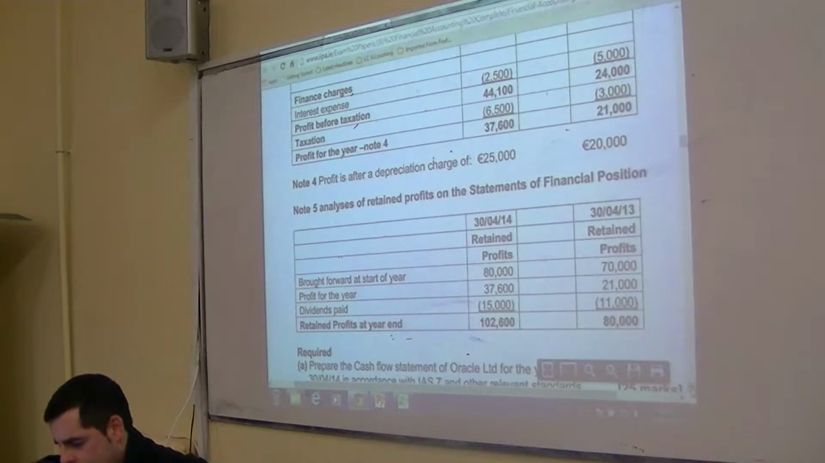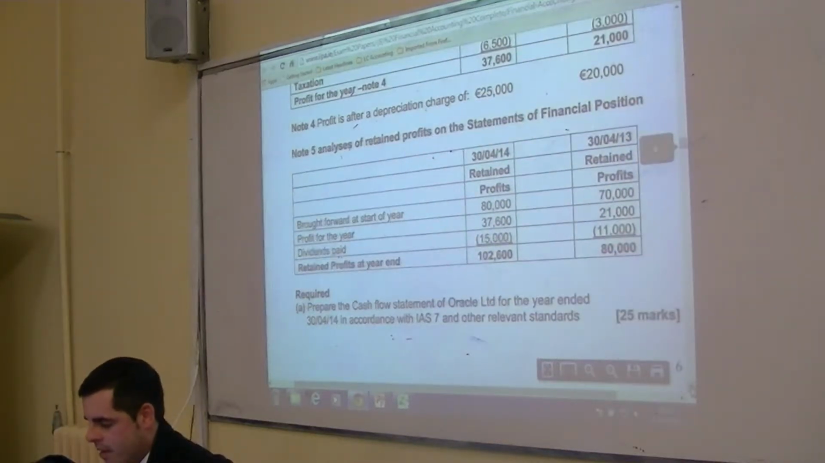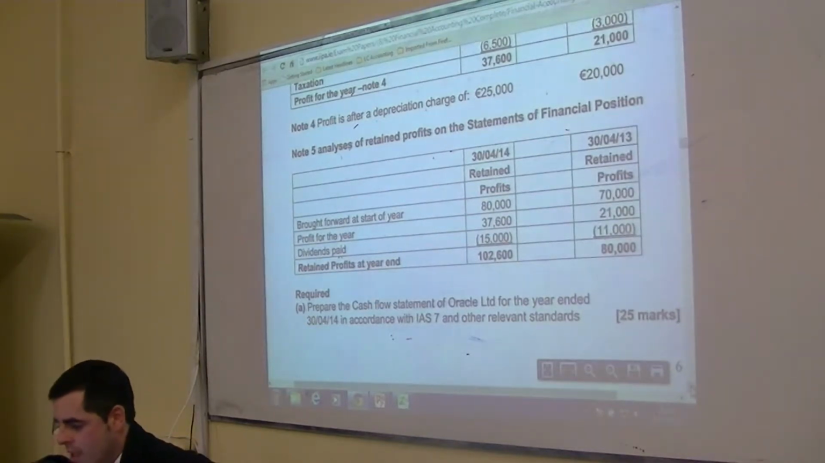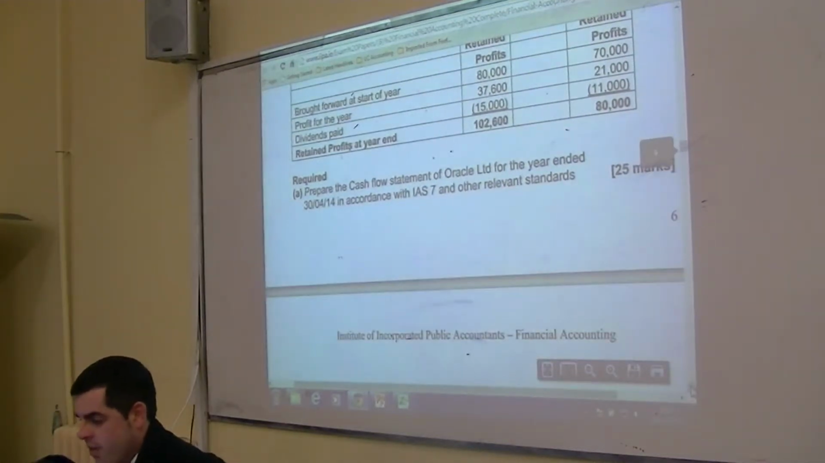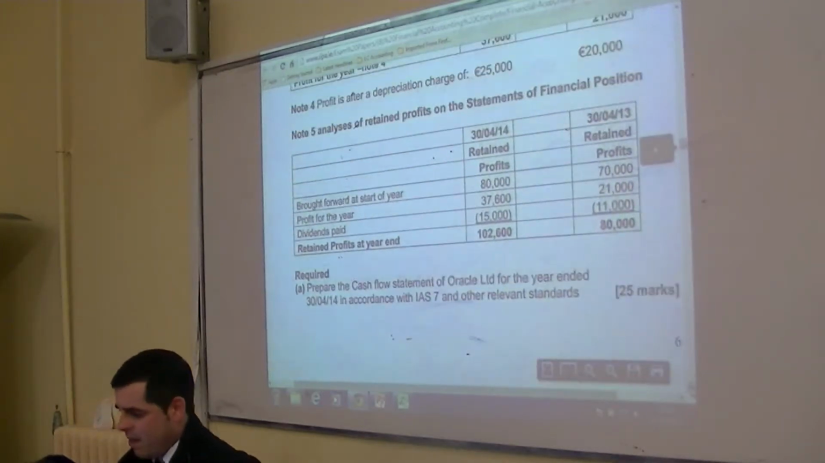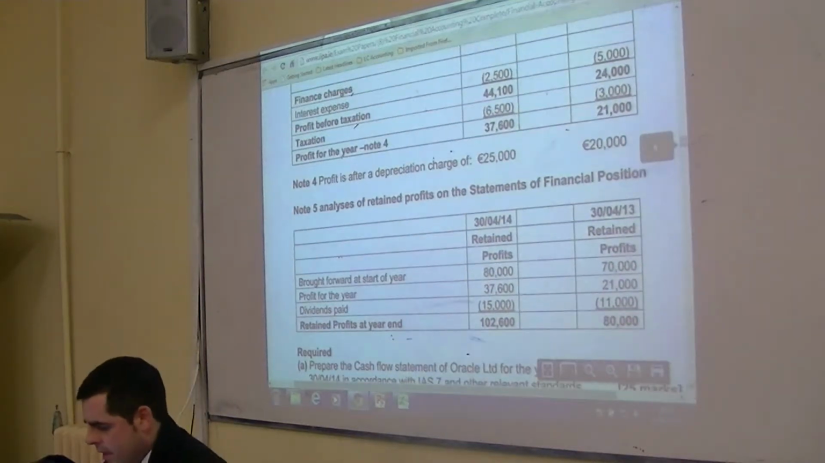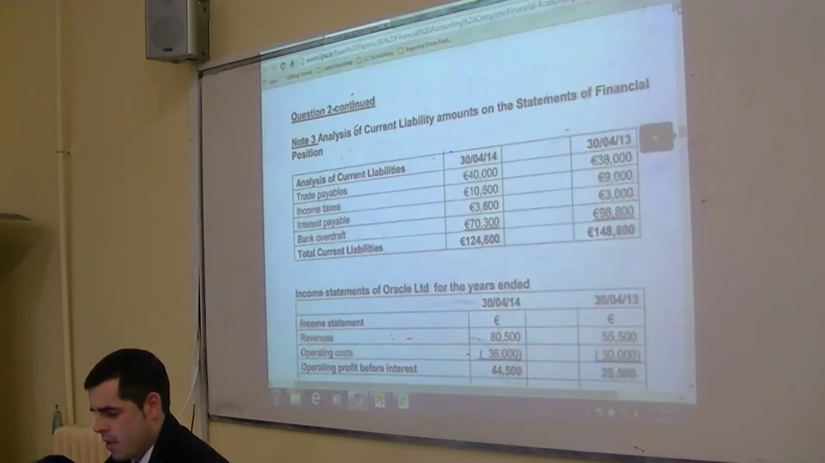And then note 5, analysis of retained profit. What they're giving that for really is the last figure you'll see, the dividends paid. Again you can ignore 2013, only 2014 is all we need. So prepare our cash flow statement. There's really no big difference in standard, it's the same thing really. So again what we'll do is launch into it, and as with the other one, we'll start off with the layout.